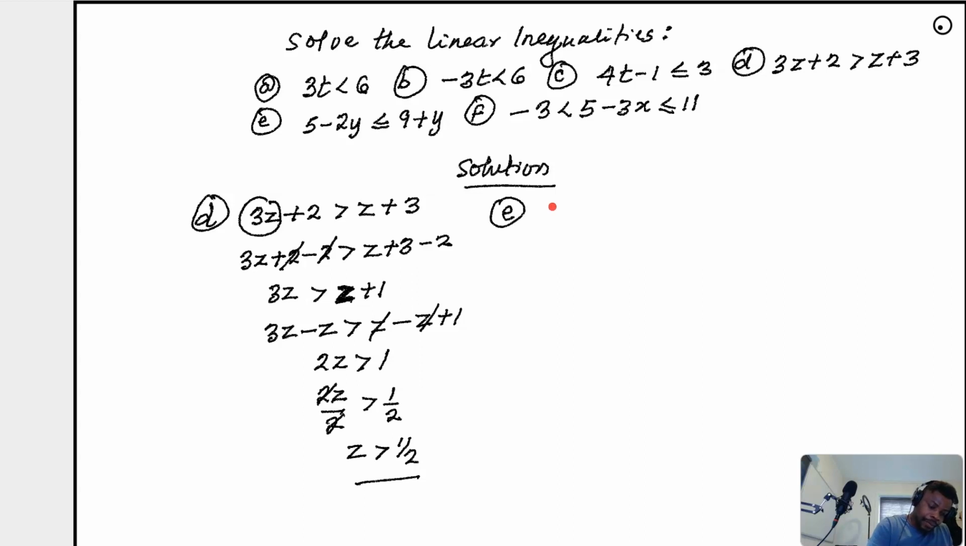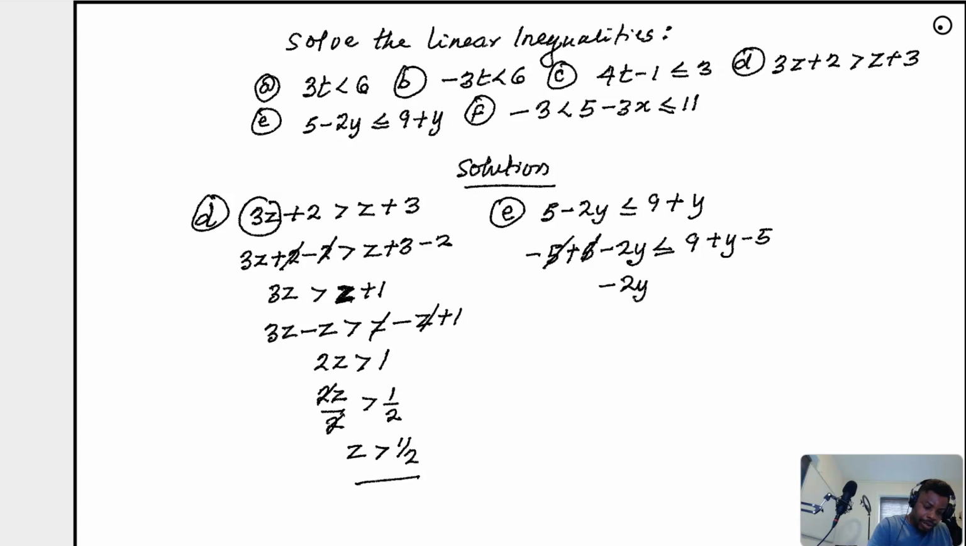E. 5 minus 2y less or equals to 9 plus y. Okay, I want to take away 5 here. This is plus 5. So taking away plus 5 here, I have to add minus 5 to both sides. So adding minus 5 to both sides. So this one will cancel this one. So this is minus 2y less or equals to 9 minus 5. That is 4 plus y.